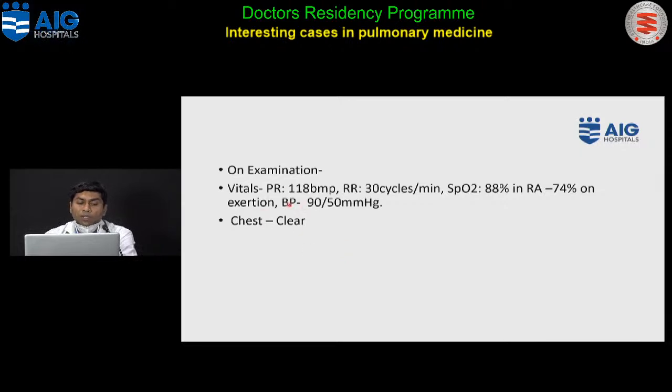When we evaluated him, the pulse rate was 118, tachycardia, tachypnea, and you can see that the room air oxygen saturation is 88%. On slight exertion, the saturation was dropping down to 74%. His BP was on the lower side, and the chest was again clear.